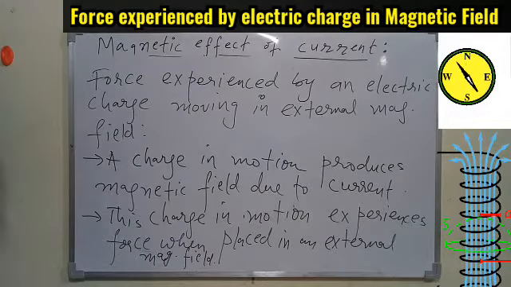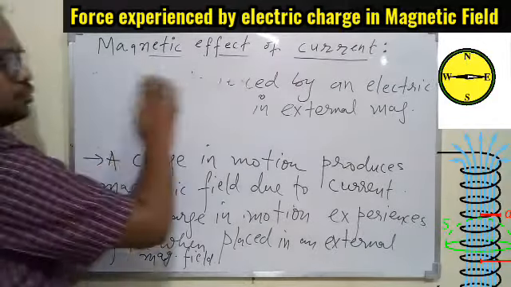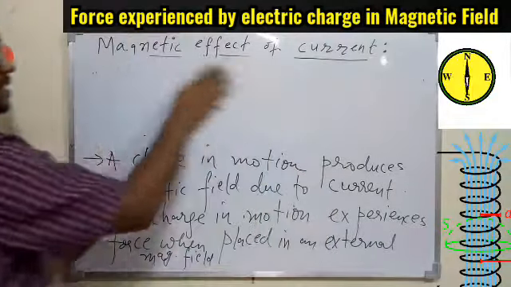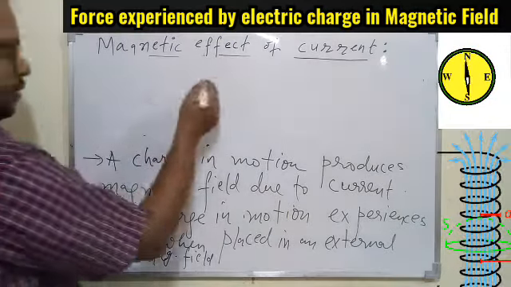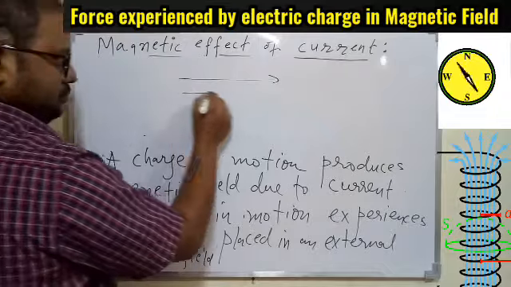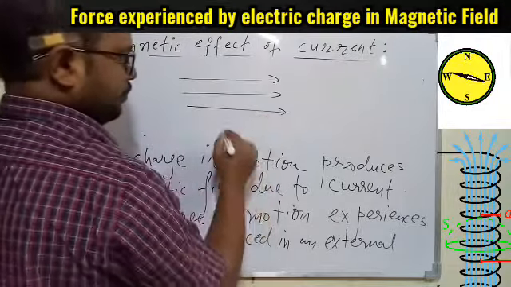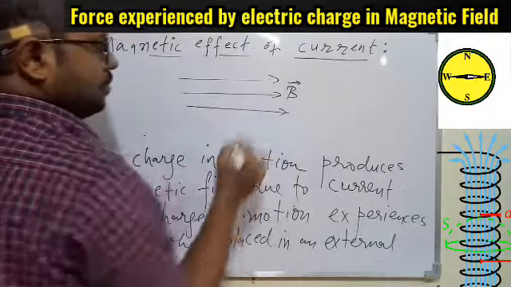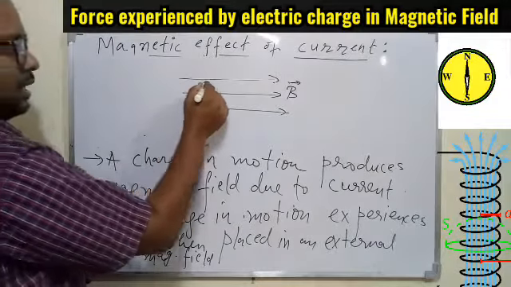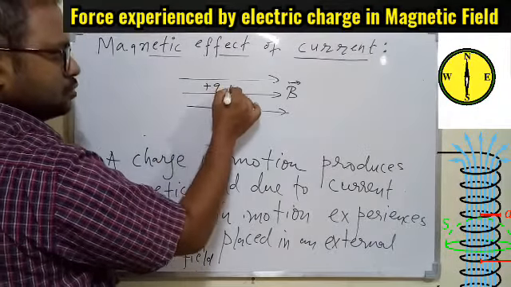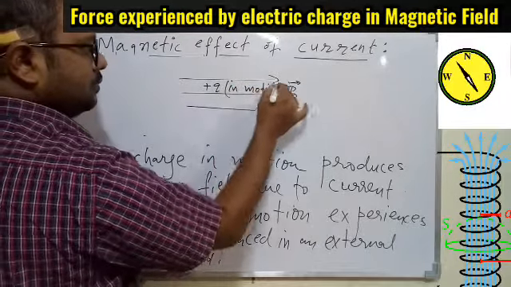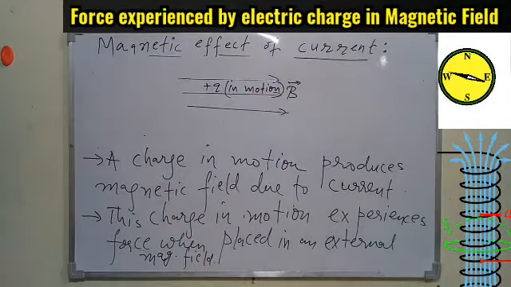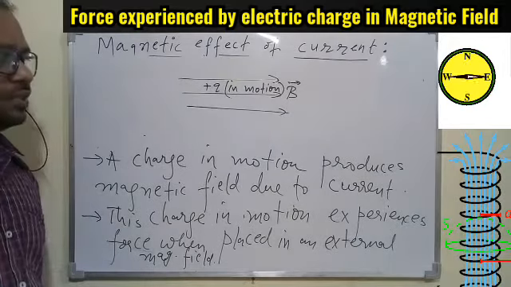So I hope you understood this much. Any charge in motion behaves as a magnet, and it starts getting a force when placed in a magnetic field. So I am drawing this diagram again: B for magnetic field, uniform, and we have a plus Q charge in motion. I hope this much is clear to you.